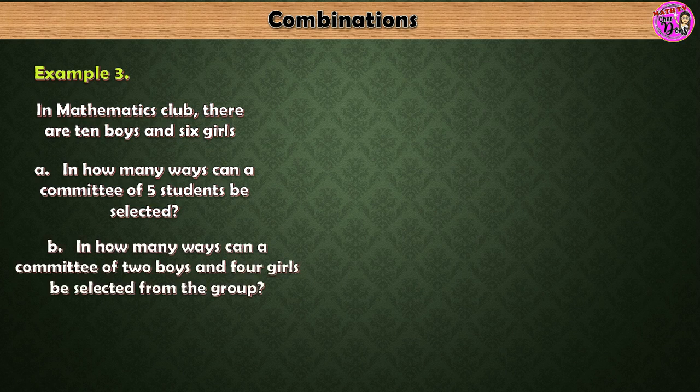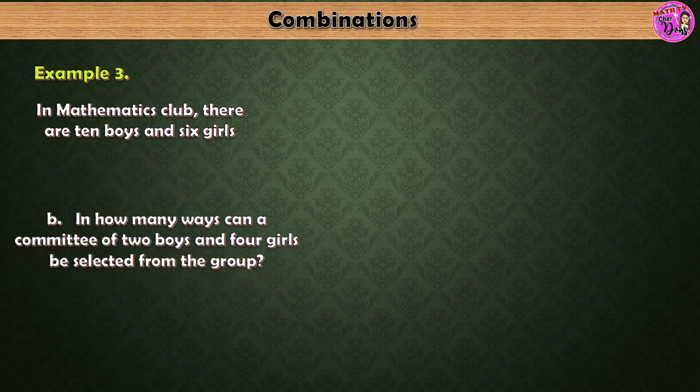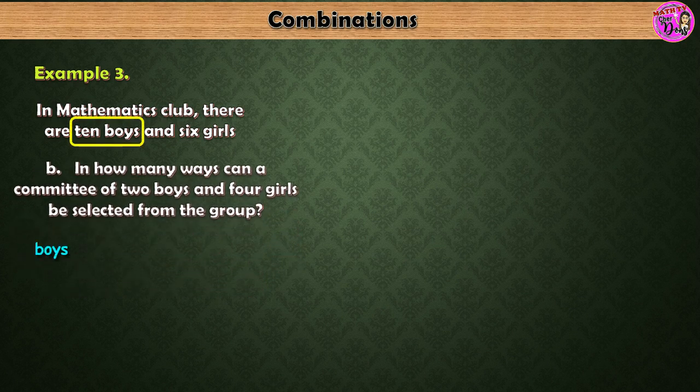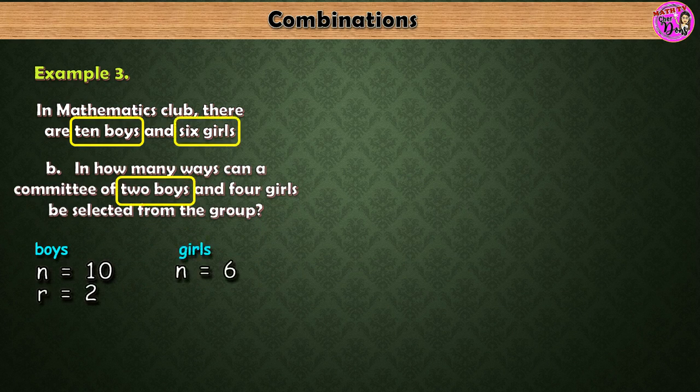For letter B, in how many ways can a committee of 2 boys and 4 girls be selected from the group? We have 10 boys. The value of n is 10. Then you need to select 2 boys. The value of r is 2. For girls, we have 6 girls. The value of n is 6. Then we need to select 4. So the value of r is 4.